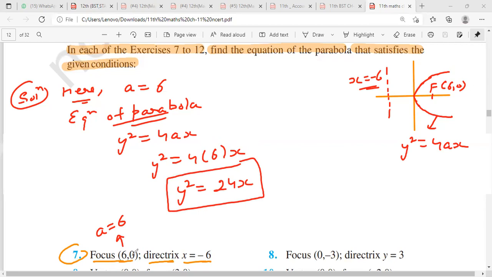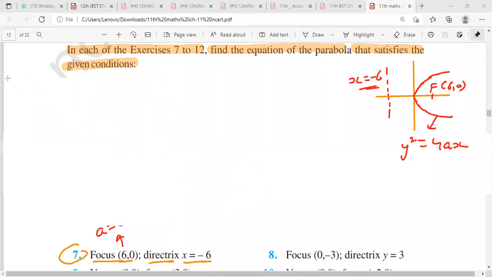Okay, बहुत सिंपल था. फोकस की वैल्यू आपको गिवन थी. फोकस आपका 6, 0 है. तो 6, 0 से आपको ये क्लियर हो गया कि जो आपका पैराबोला होगा वो क्या होगा? राइटवर्ड पैराबोला. ओके, so let's go to the next question, that is question number 8.